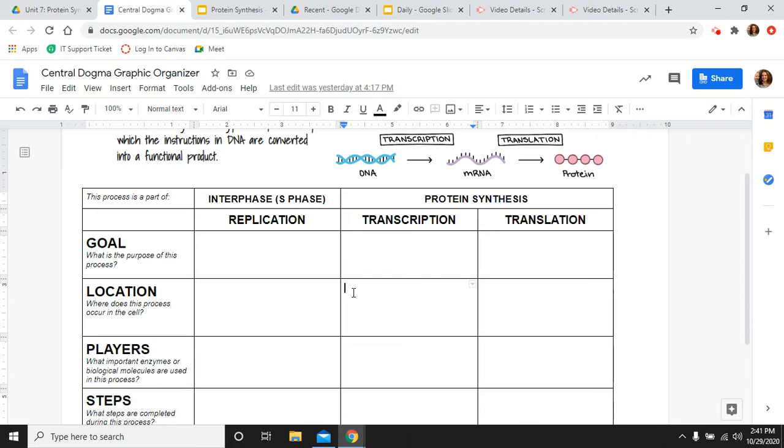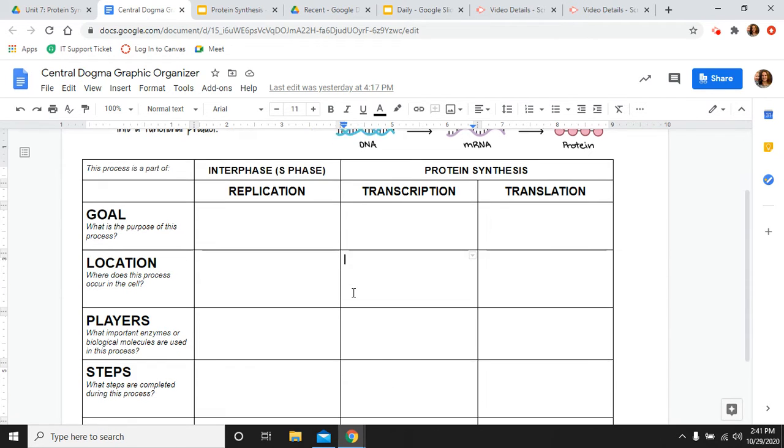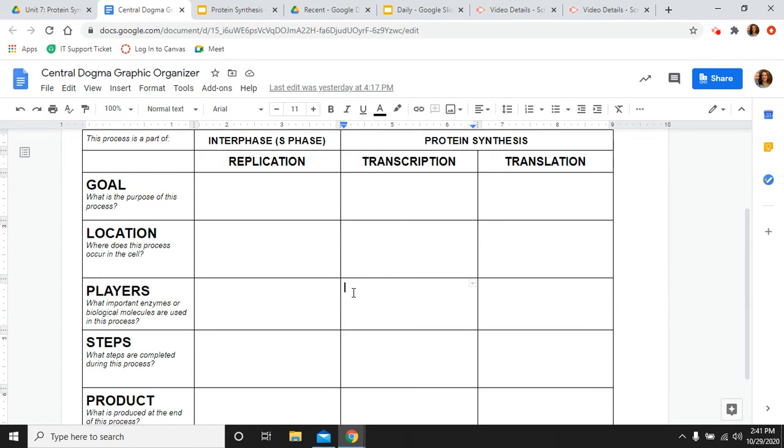Location, so where are each of these things occurring? Where was transcription occurring? Where was translation occurring? If you took your notes, easy peasy. This is the one that can be a little bit confusing. I'm asking for the players. So what enzymes? We've learned about helicase. We've learned about polymerase with replication.